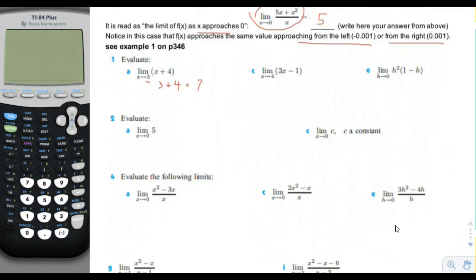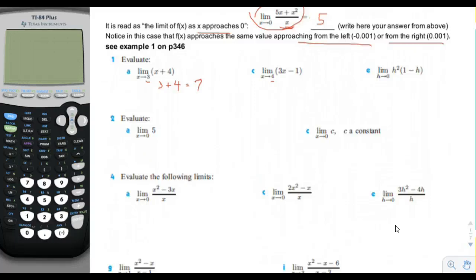If you put 3.0001, you're going to get something close to 7 also, right? The only problem that you have is if you have a case like this where it gets to the critical point and it explodes, becomes infinity or 0 over 0 or something illegal, okay? But if it doesn't, then it's pretty easy. You just plug in the number.